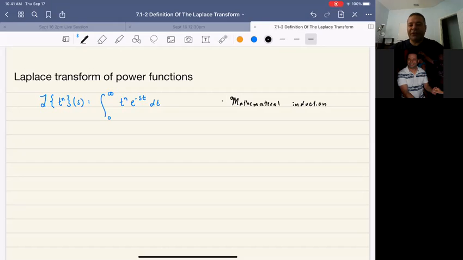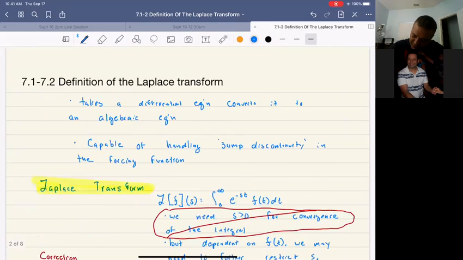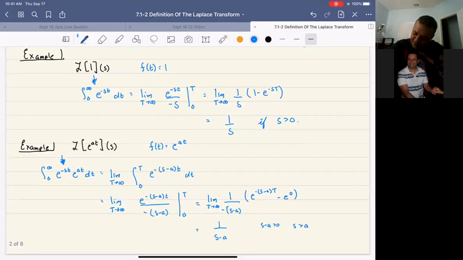So we're going to start by proving this for just n equals 1. We're going to start with doing a few cases. Or let's start with n equals 0. That's the easiest case. We're going to take the integral from 0 to infinity, e to the negative st dt. We've already done that. That's 1 over s.